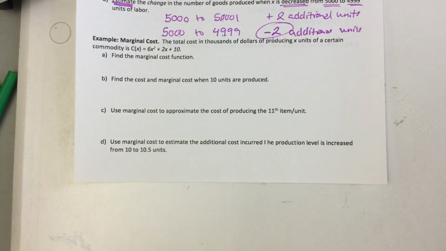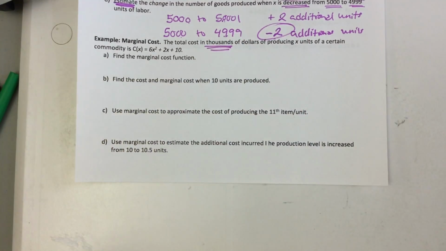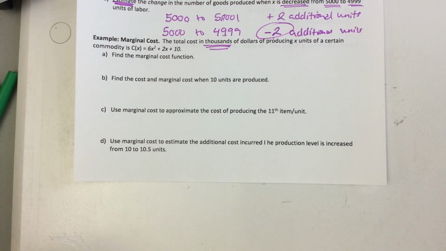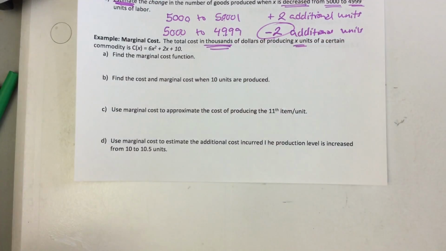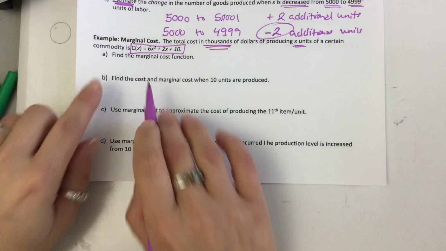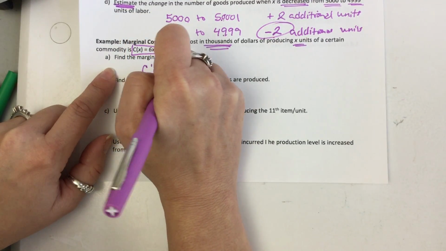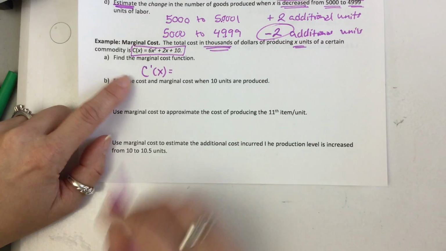Okay, so new idea. The total cost in thousands of dollars. It's always really important to make sure you read the directions so we know our labels. The total cost in $1,000 of producing X units of a certain commodity is this function. So this is the cost. Find the marginal cost. Marginal cost is the first derivative.